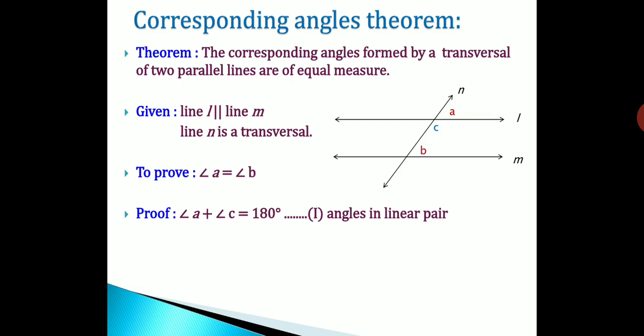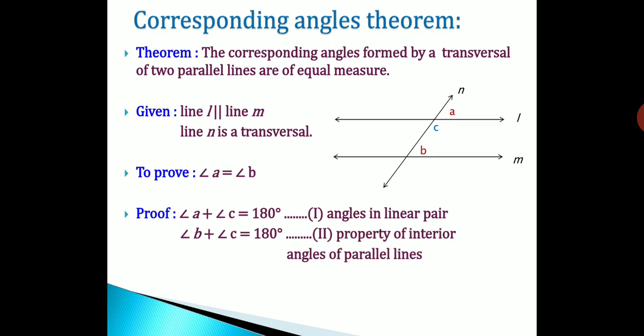Other than linear pair, we have one more pair of angles, which is angle C and angle B. These two angles are interior angles, and you have already learned that interior angles are supplementary. So we can write the next statement as angle B plus angle C is equal to 180 degrees, statement number 2, and the reason is property of interior angles of parallel lines.